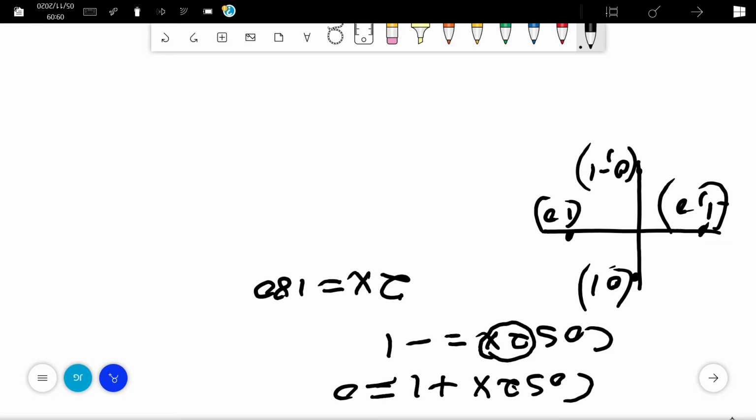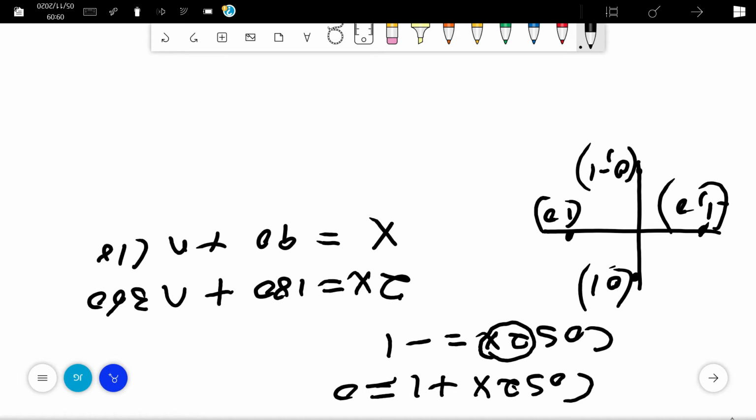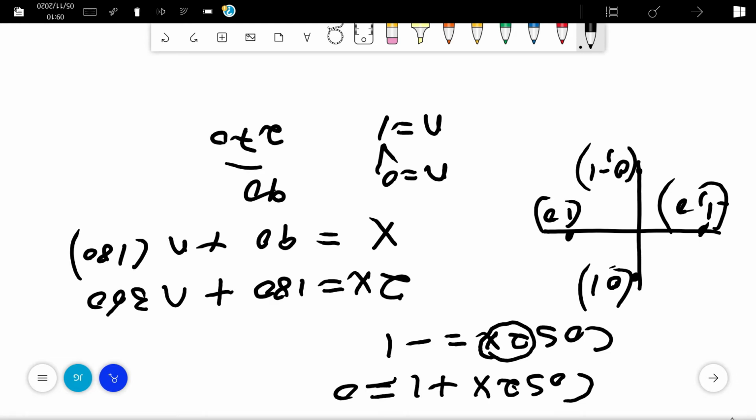Now, did I give you limits on this? I did. 2x is equal to 180 plus n times 360 if I want. So x is equal to 90 plus n times 180. Right? So when n is equal to 0, I'm getting 90. And when n is equal to 1, I'm getting 270. So there we go then.